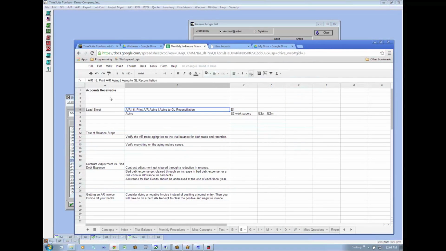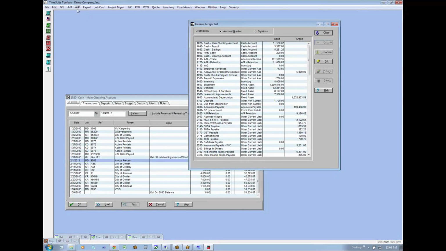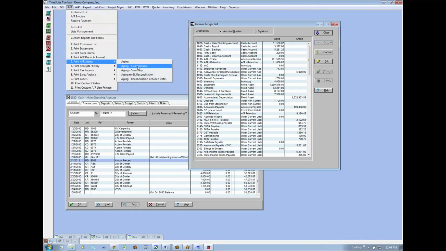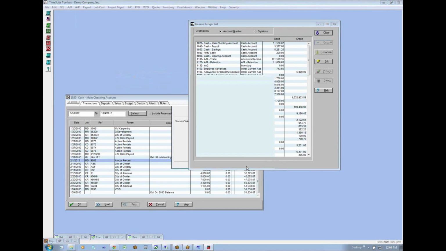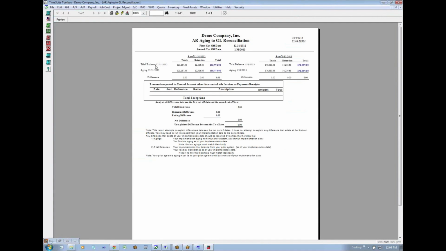Okay, so for accounts receivable, the aging to GL reconciliation report is a report you can use to substantiate your balance. So you have to select AR for accounts receivable, the end of your previous fiscal year as your first cutoff date, and the end of your fiscal year for the second cutoff date. And so then you get your trial balance at the beginning of the year and your aging at the beginning of the year and your difference between the two.